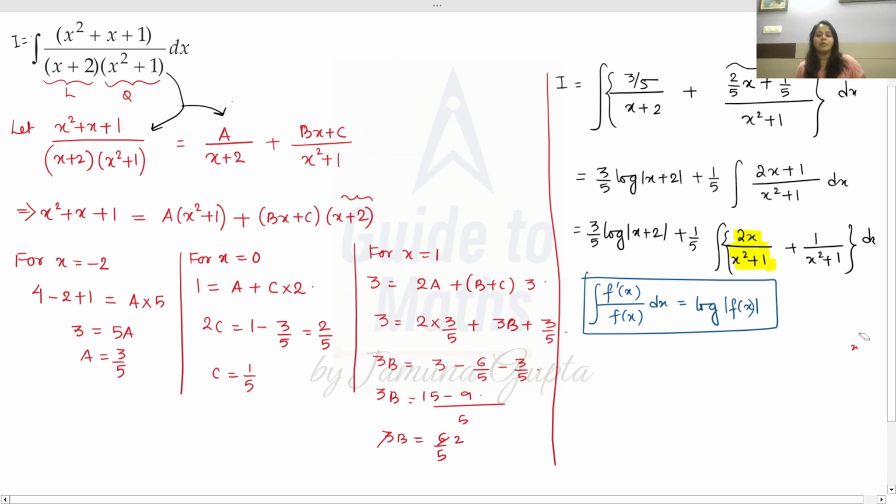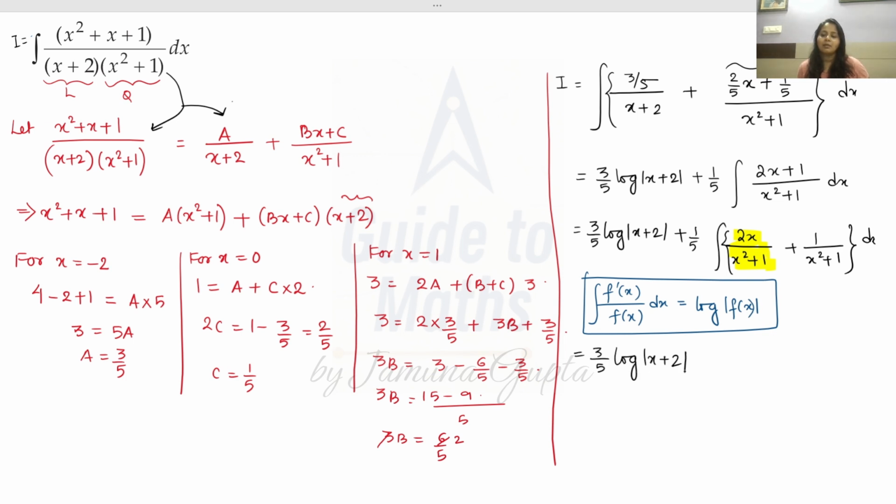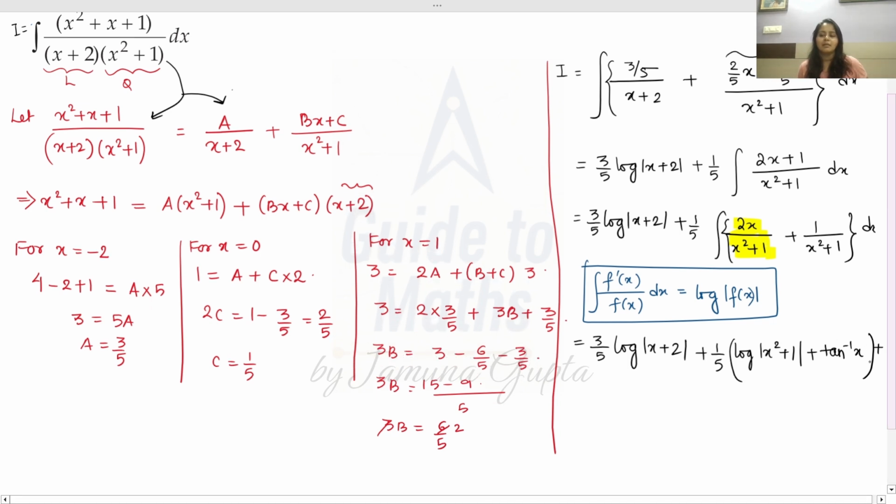So it is in the form of integration of f dash of x by f of x. That means the integration of that part will be equal to, first one is 3 by 5 log of x plus 2, plus 1 by 5, integration of this one will be log of x square plus 1, and for integration of 1 by x square plus 1 it will be tan inverse of x. This whole will be multiplied by 1 by 5, plus c.